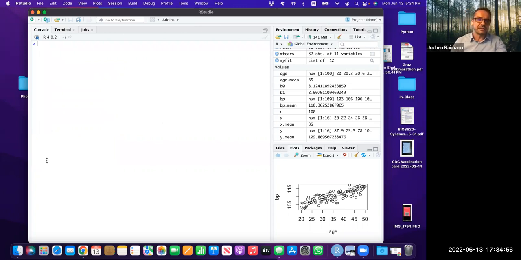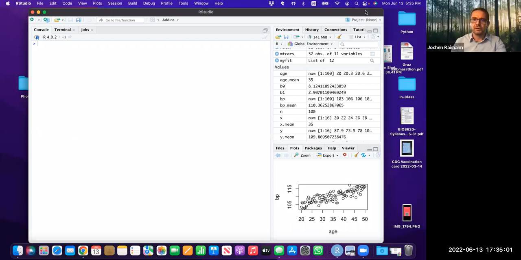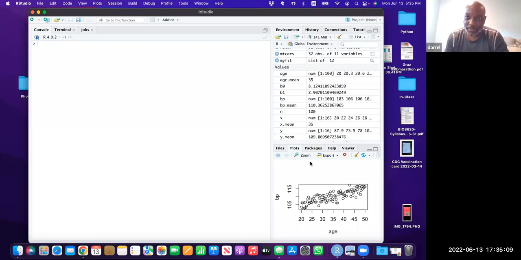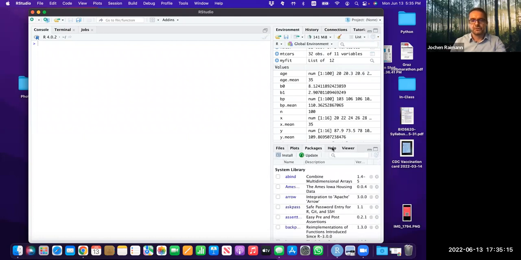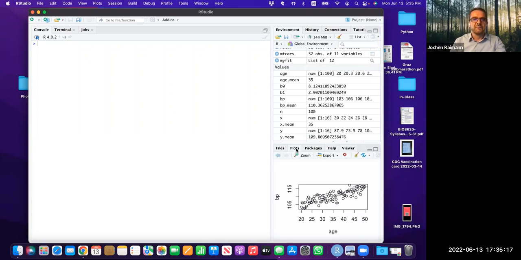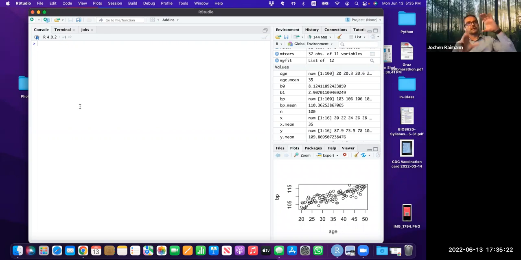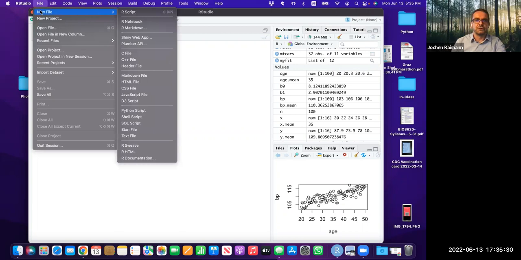What you will see here is the console, and on the right upper quadrant the so-called global environment, where you have environment, history, connections, tutorials. Then on the right lower bottom, you have your plots, the files, the packages, the help and the viewer. The console you have to understand in two separate aspects. When you go on File, New File, you can go on R script.